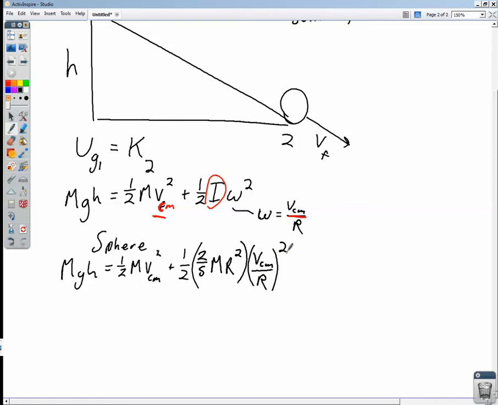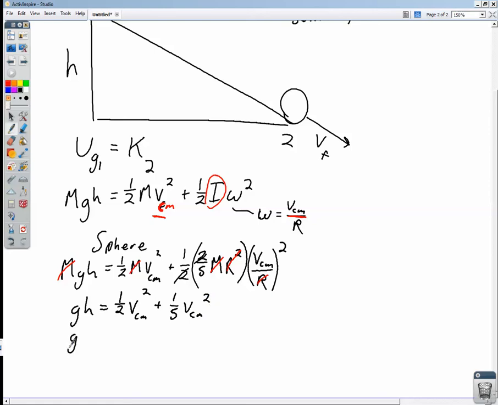So we have some canceling that we can do here. We see that we have an m in every term on both sides of the equation, so the mass of the sphere cancels out. And if we look over here on the right-hand side, we have r squared on top, and we're going to end up with an r squared on the bottom, so that cancels out as well. So doing some simplification, we've got gh is equal to 1/2 of VCM squared plus, do some canceling here, the 2's go away, we've got 1/5 VCM squared.